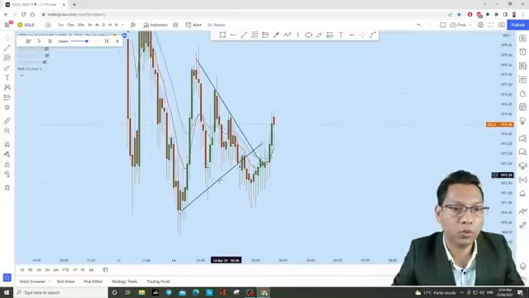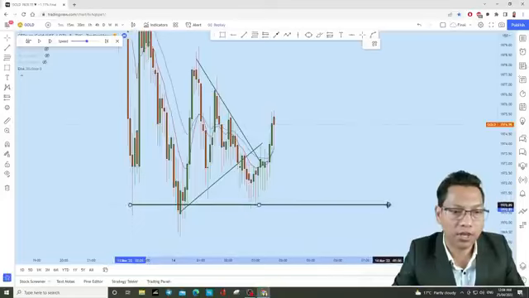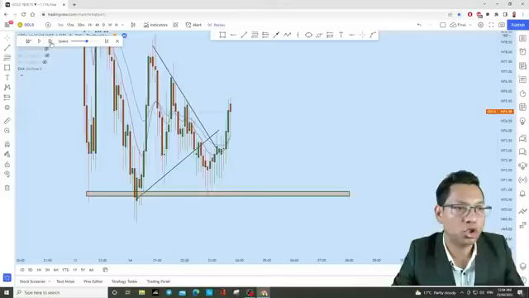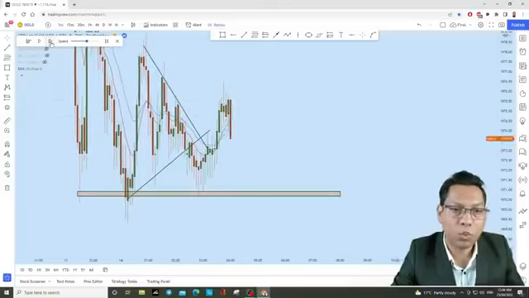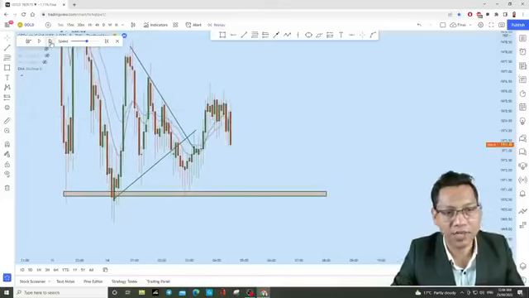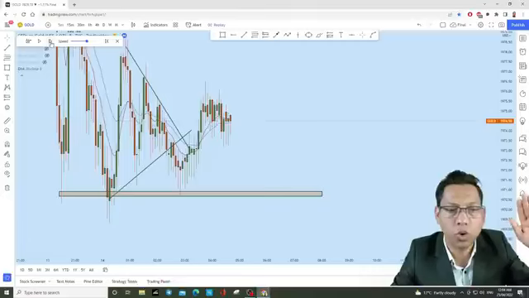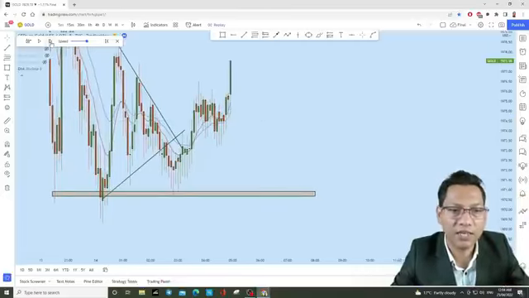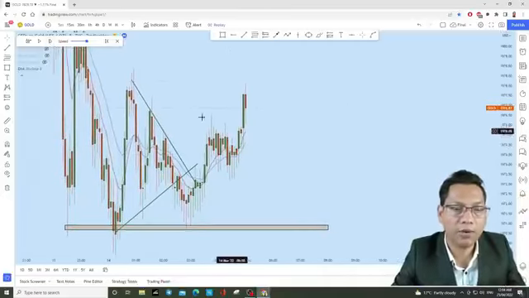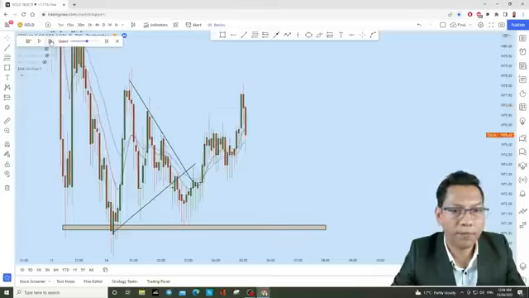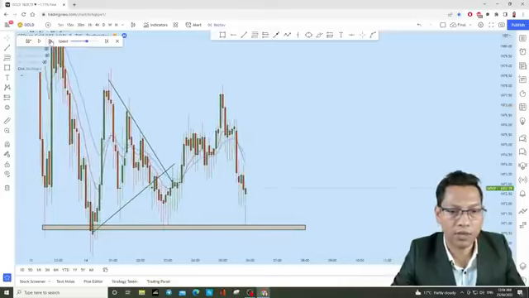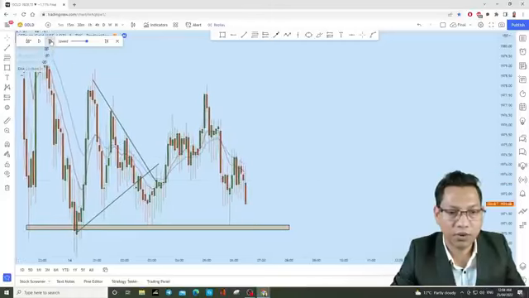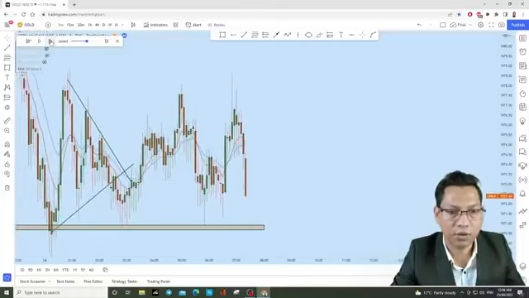Let me draw the horizontal level as well so that you know we need to see a breakout of this level, then we will consider shorting. You need to patiently wait until it breaks. Either it will continue to go up, then you will not be trading, or, okay, it looks like it may not break. So let's see what happened. Now you see that it's coming down. Okay, it might go up.